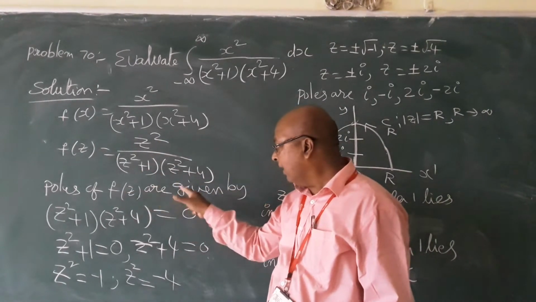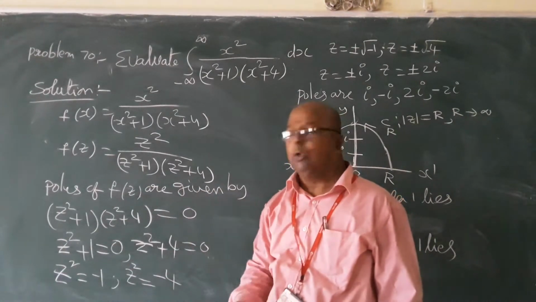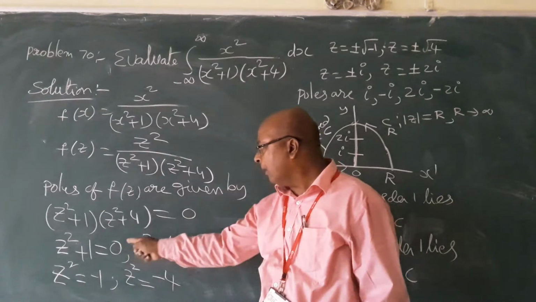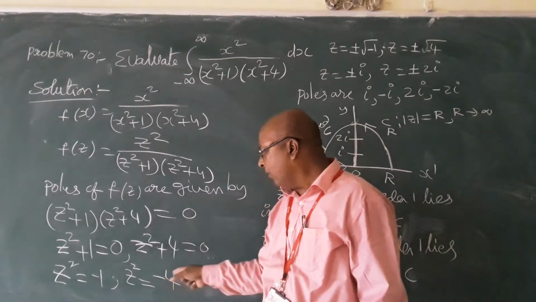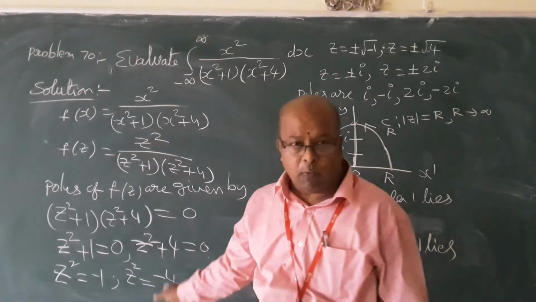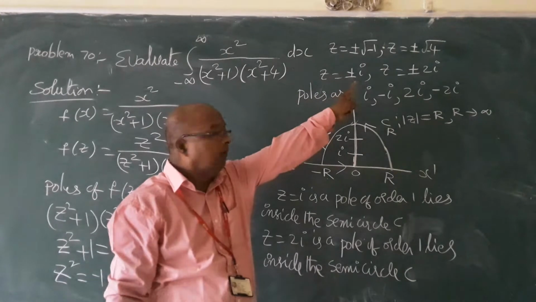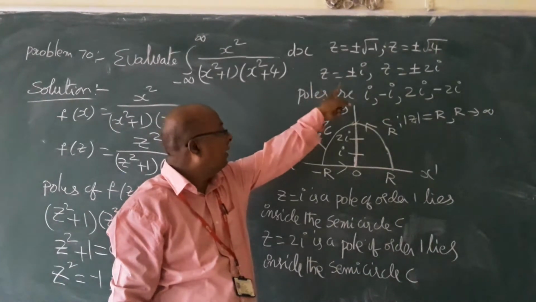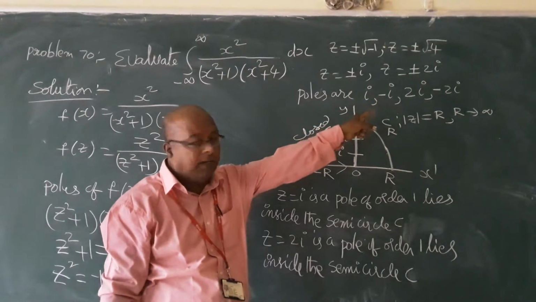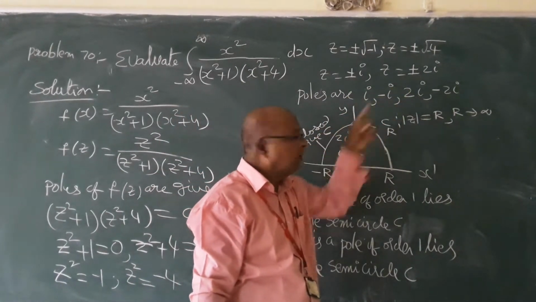Poles of f of z are given by, how to get poles? Equate the denominator to 0. Z square plus 1 equal to 0, z square plus 4 equal to 0. Z square equal to minus 1, z square equal to minus 4. Z is equal to plus or minus root of minus 1, z is equal to plus or minus root of minus 4, so z is equal to plus or minus i, z is equal to plus or minus 2i. Poles are i, minus i, 2i, minus 2i.